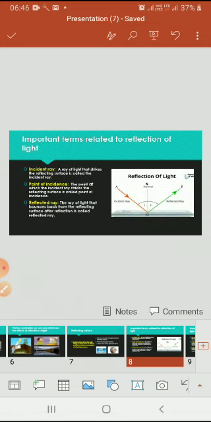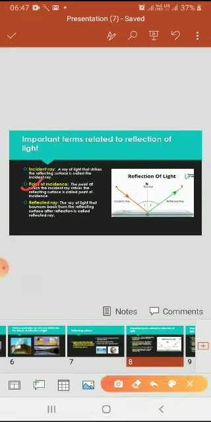Now students, I will discuss various important terms related to reflection of light. First of all, I would like to mention the incident ray. A ray of light that strikes the reflecting surface. We know a mirror is a kind of reflecting surface. So here the mirror is the reflecting surface. So what is the definition of incident ray? A ray of light that strikes the reflecting surface is called the incident ray. Here AO is the incident ray.